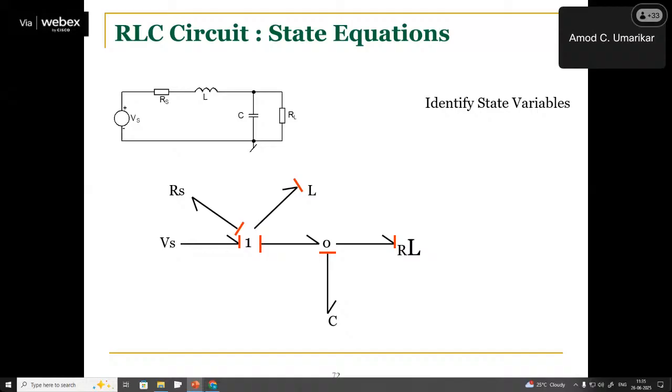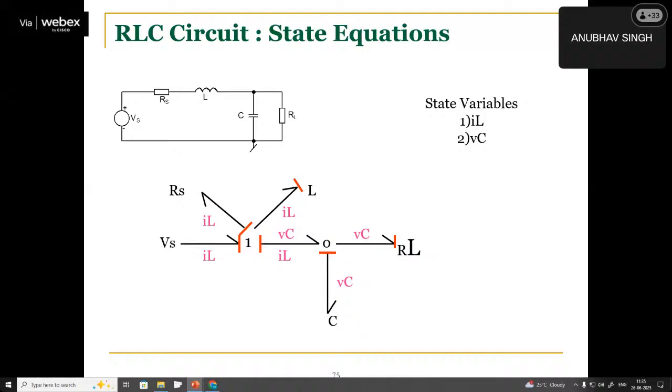Now, which are the state variables? L, C, IL, and VC, right? At the one junction, IL is fixed because that is the integral causal, so IL is the resultant. So what will be the flow at the other bonds in the one junction? IL. Similarly, at the zero junction, if the effort VC is fixed, what will be the flow at the other bonds? VC only, right? Fine.